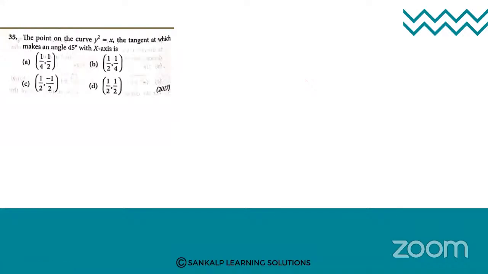Next, the point on the curve y square is equal to x, the tangent at which makes an angle of 45 degrees with the x-axis is. The curve is given, and we have to calculate the point of contact where the tangent makes an angle of 45 degrees with the x-axis.